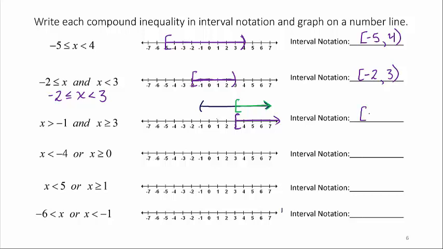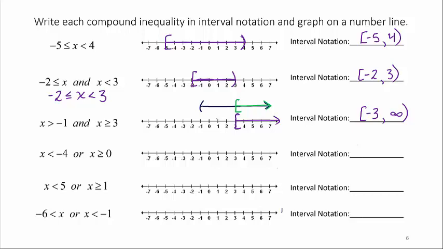So in interval notation, I would have -3 to positive infinity. And when we're writing infinity as one of the endpoints, we always write that with an open bracket because you can never quite get there, right? Okay, so let's look at this or statement, all right?